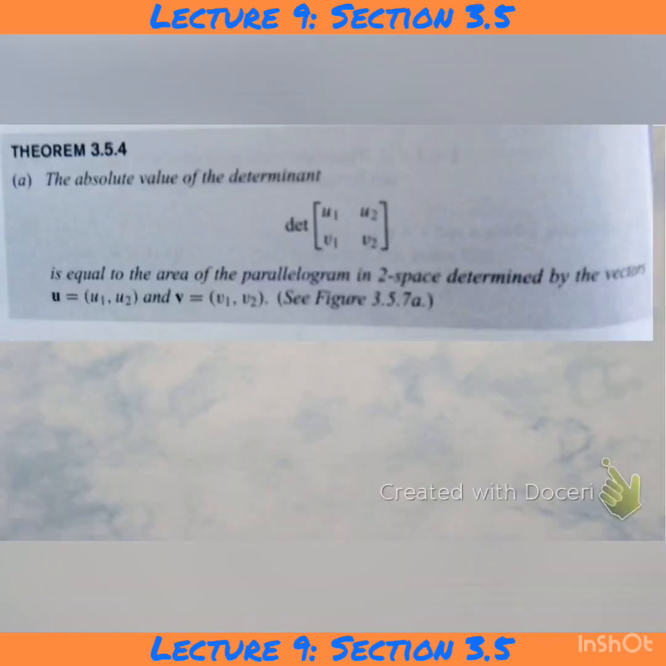Okay, this brings us to theorem 3.5.4, which says that if you're given two vectors in 2-space, u and v, and you are asked to find the area of the parallelogram determined by those two vectors, then the area of that parallelogram is the determinant of this 2 by 2 matrix.